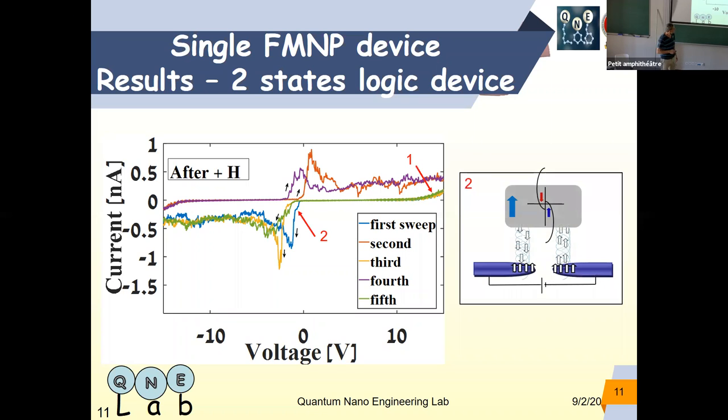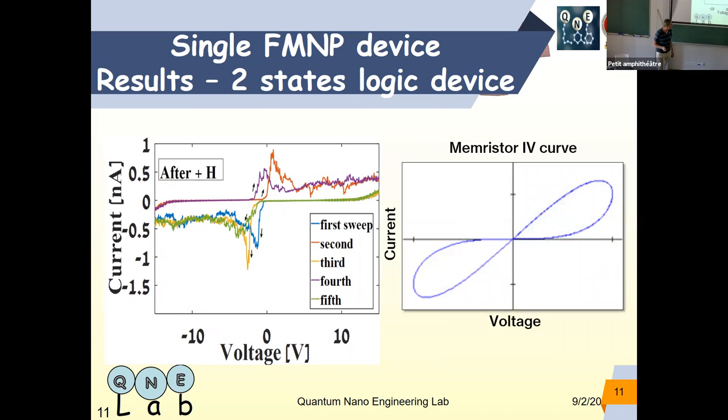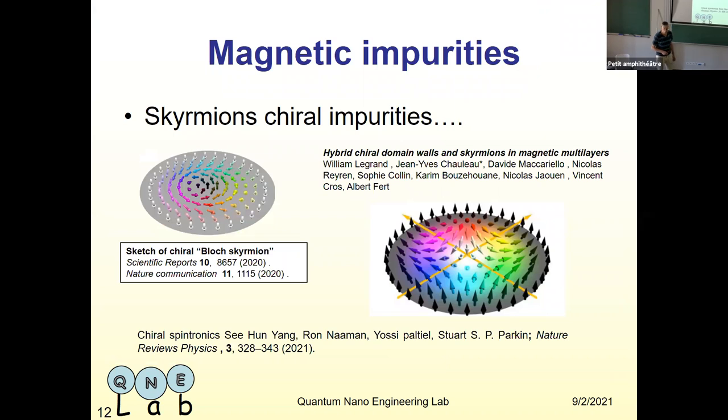But so those are many devices that I'll show you, and I hope I convince you that they're quite nice. You can have a two-level system, but this workshop is about magnetic impurities. And about impurities, quantum impurities, I want to talk about magnetic impurities, and what I'm showing here is a different kind of skyrmions or different kind of magnetic impurities.